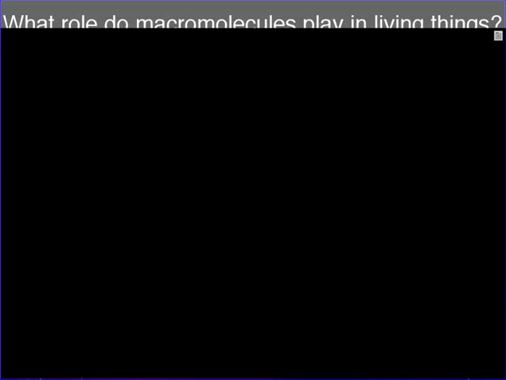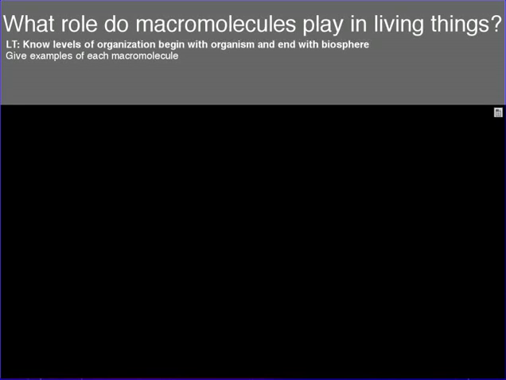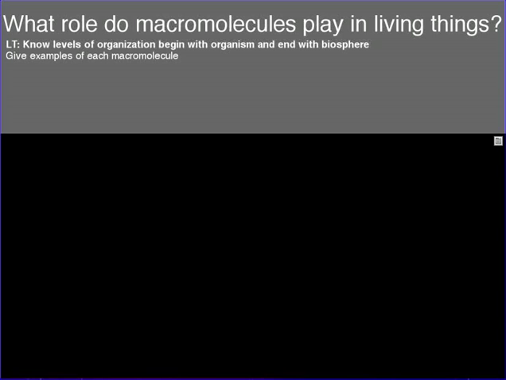Hey guys, we're entering Unit 3 now, where we're going to be talking about the role of macromolecules and how they basically create living things. You need to also know the levels of organization, beginning with organism and ending with biosphere. And at the end of this, you should be able to tell examples of what each macromolecule is.